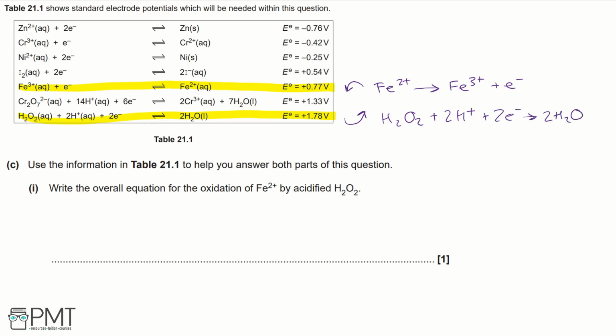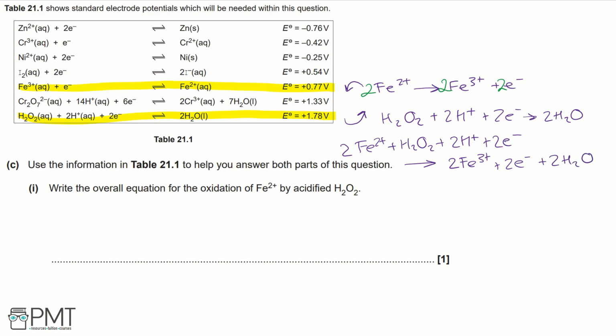Next, we need to scale the equations. So we need to match the electrons, which means we need to multiply the iron equation by 2 in order to have 2 electrons. Therefore, writing the overall equation, so far we would have 2 Fe2+ plus H2O2 plus 2H+ plus 2 electrons goes to 2 Fe3+ plus 2 electrons plus 2 H2O. Next we can cancel out.